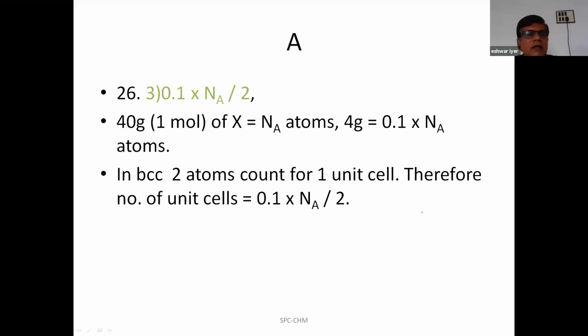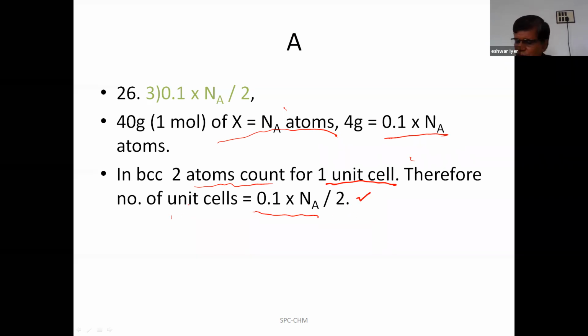See how the calculation came. It is 40 grams. 40 grams is 1 mole. That contains Avogadro number of atoms. 4 grams is 0.1 Na. Then every 2 atoms count for 1 unit cell. Therefore, divide that total number of atoms by 2. You get the number of unit cells.